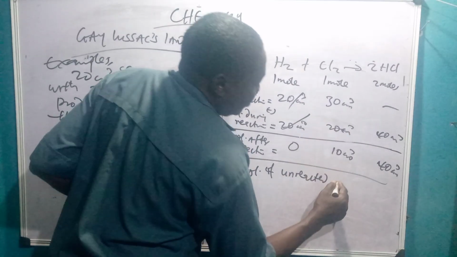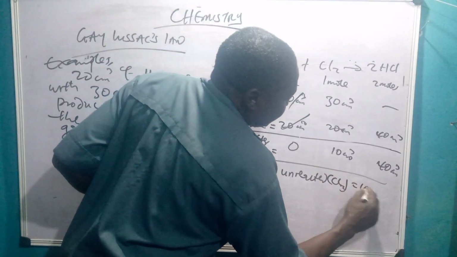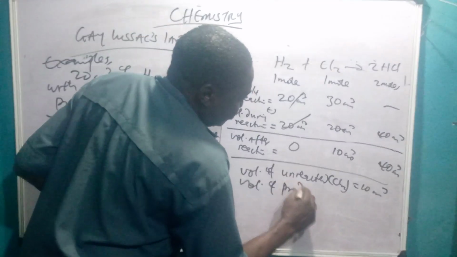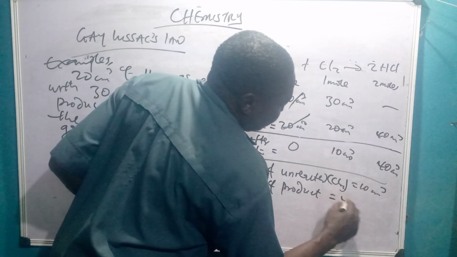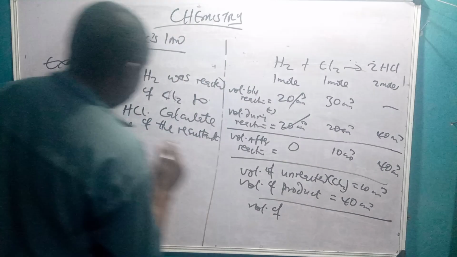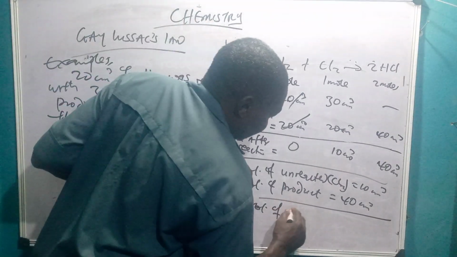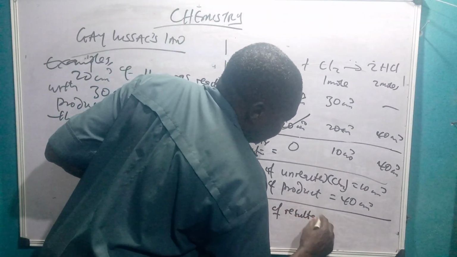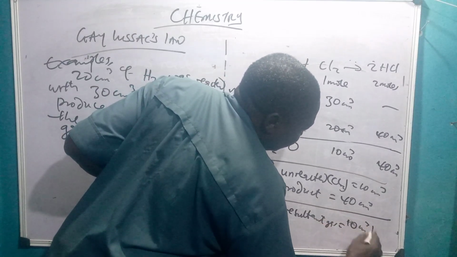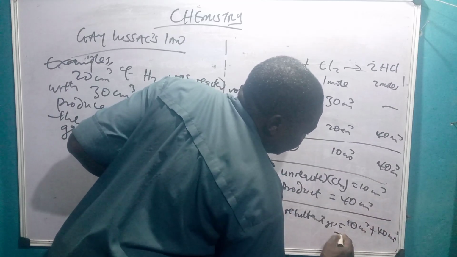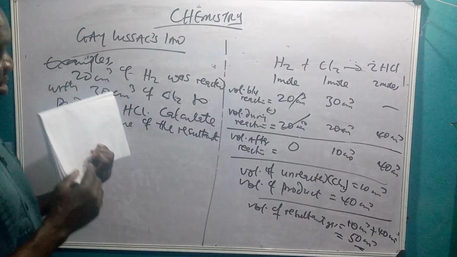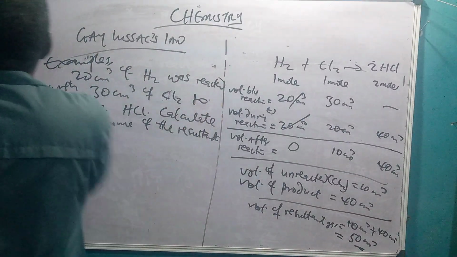And we know here, chlorine is 10 cm³. Volume of product is 40 cm³. Then volume of the resultant gas is 10 cm³ plus 40 cm³, which gives you 50 cm³. This is also the volume of the residual gas. So that's how you carry out a simple calculation.